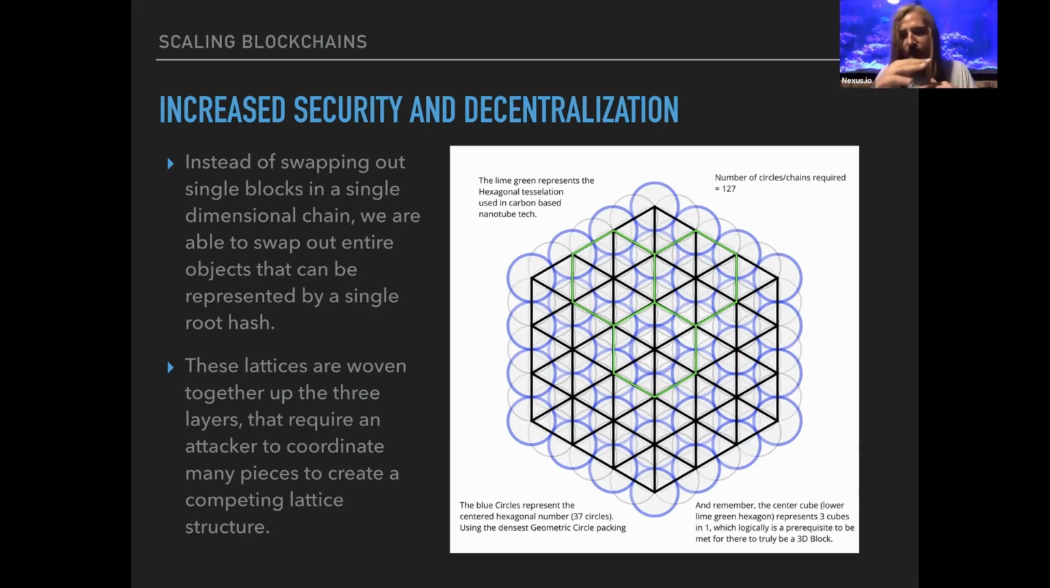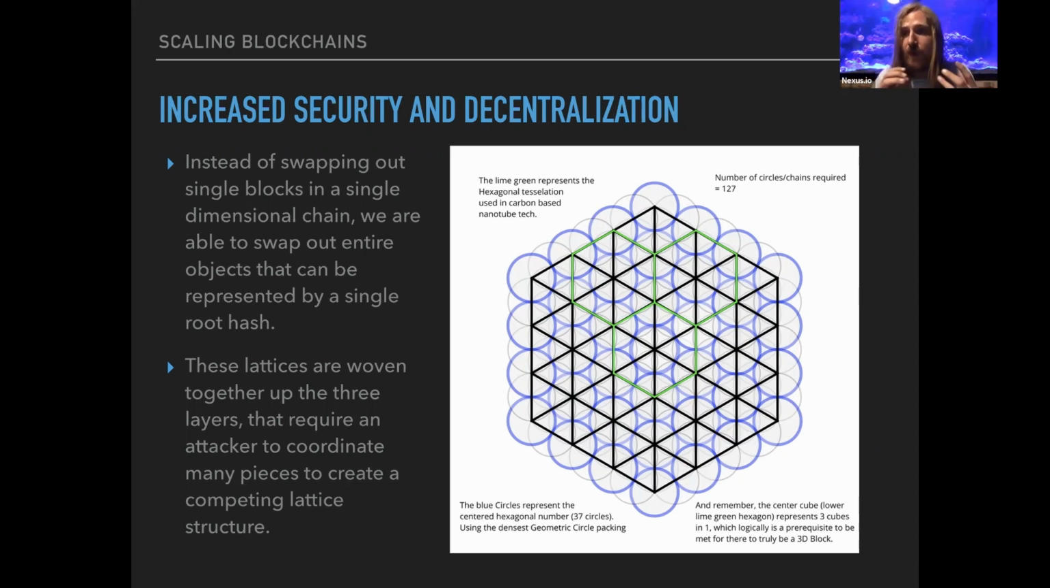So, as I was saying, instead of swapping out a whole block, we're swapping out pieces or lattices and shapes of these objects, right? And we're resolving conflicts between the two. So what that ends up doing is an attacker now has to attack 2 dimensions instead of 1, right? And then even another dimension on top of that. So it exponentially increases the resources required to attack the chain.